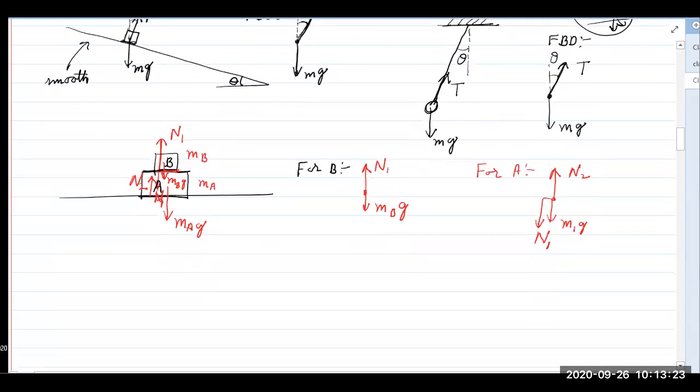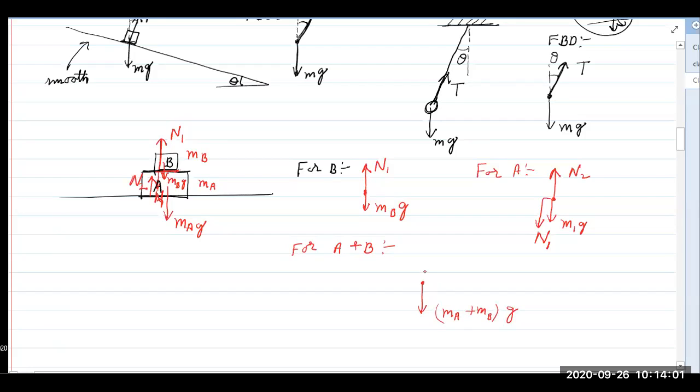In this case of two objects kept on the surface, their acceleration can be taken as 0. They have only one acceleration, that is 0. So they can also be considered combined. So for A and B together, as a combined system, you have to consider the total mass, that is (ma plus mb)g. This is the downward force.